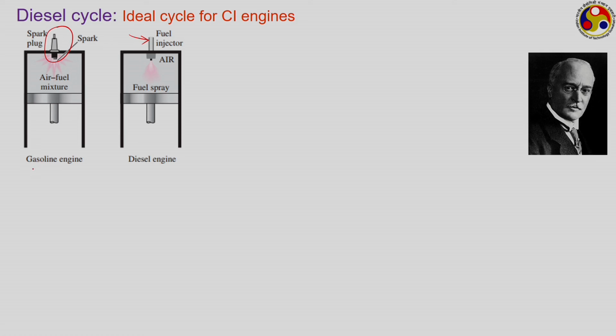In case of gasoline engines, the ignition is initiated by a spark plug. So, we have spark initiated combustion or spark ignition, whereas we have self ignition here in case of diesel engine. In order to have this self ignition only, we supply only air during the intake process and compress that air to a very high temperature, and then the fuel is sprayed inside. That is a major difference in CI engines.